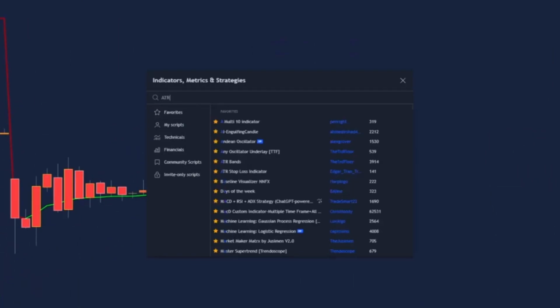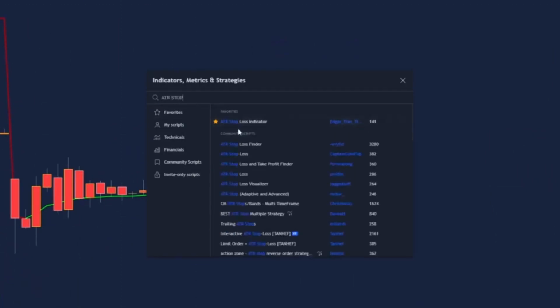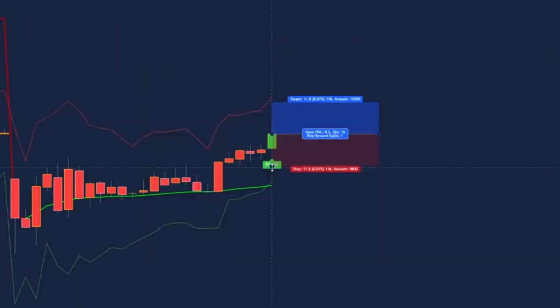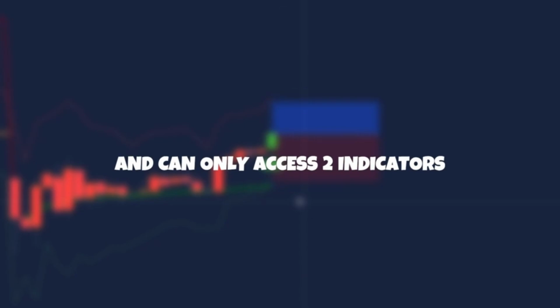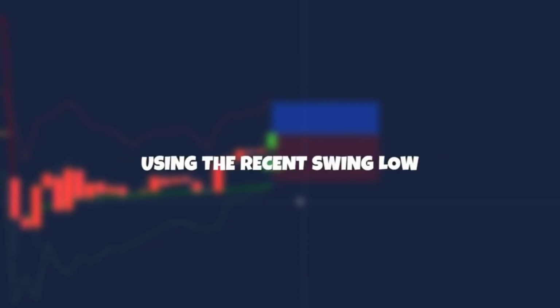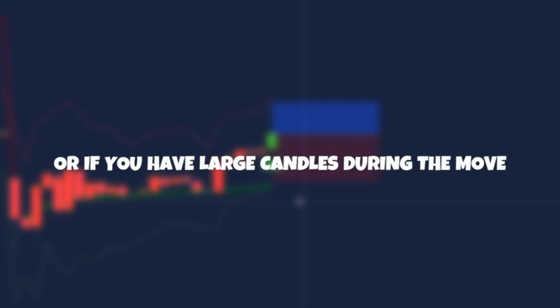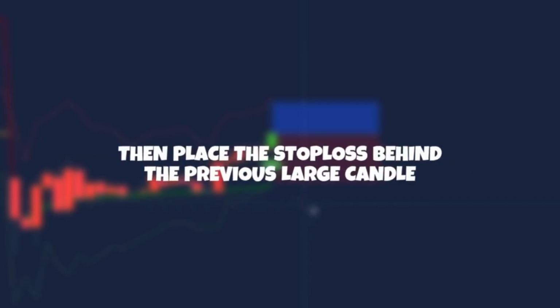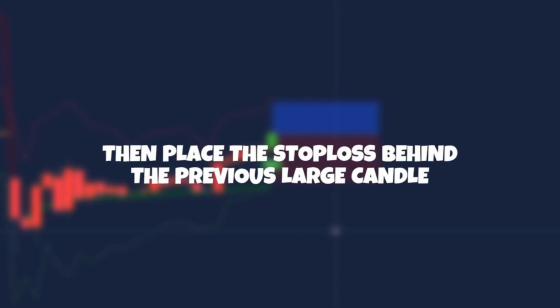We can use the ATR stop loss indicator with default settings to mark the level. It's this indicator right here, but if you only have the free TradingView and can only access 2 indicators, then I recommend using the recent swing low to place your stop loss, or if you have large candles during the move, then place the stop loss behind the previous large candle.